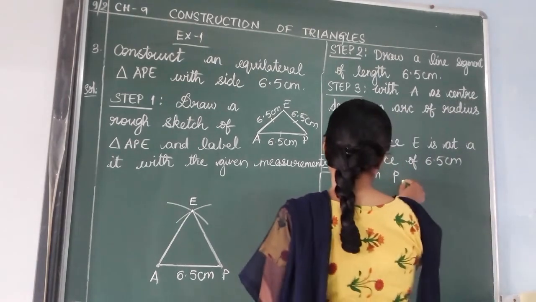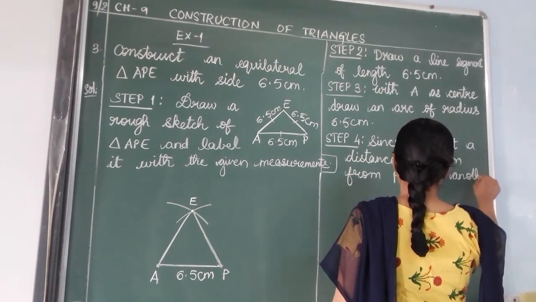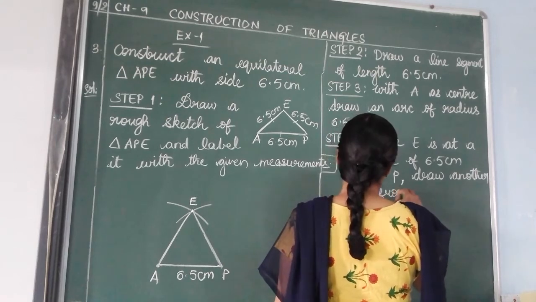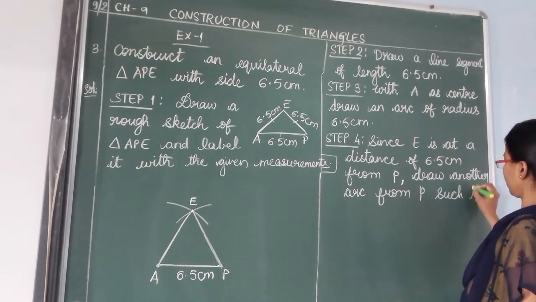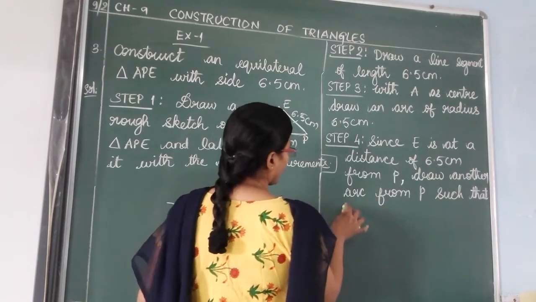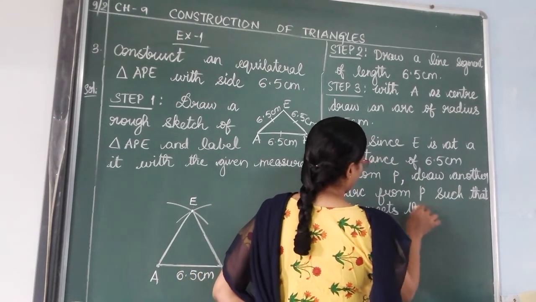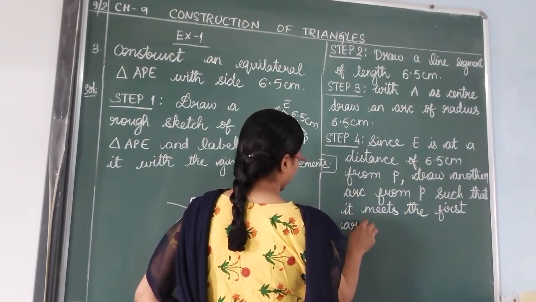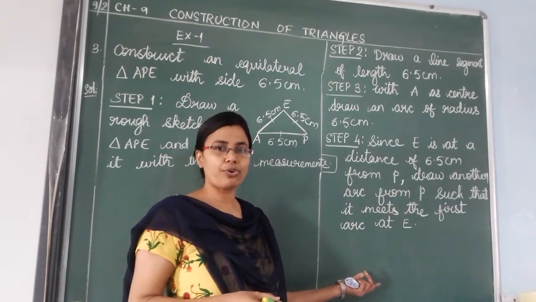draw another arc from P such that it meets the first arc at E. Understood? Step 4 is completed.